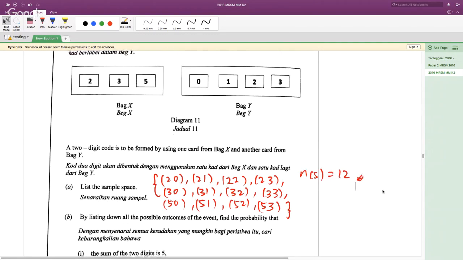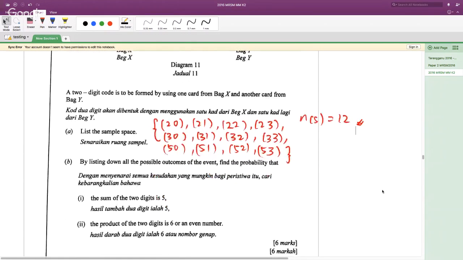Then it says, by listing down all the possible outcomes of the event, find the probability that the sum of the 2 digits is 5. I will list this one out also, because the question asks me to list down. Adding together to get 5 is 2, 3, because 2 plus 3 is 5. And then the next one is 3, 2. And then the next one is 5, 0. All of these add together to equal 5. So the number of outcomes in this event, maybe I call it event A, is 3.